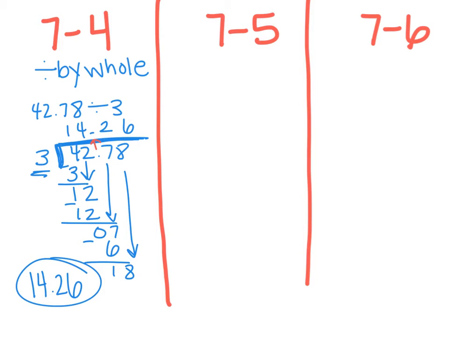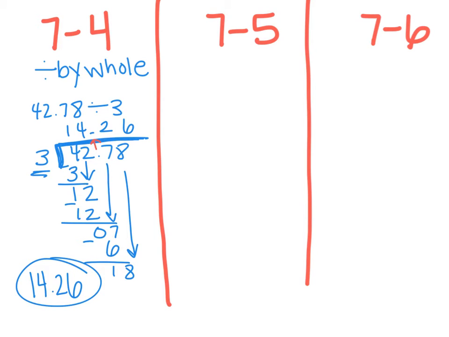So when you're dividing by a whole number and the whole number is on the outside, just pretend that your number inside your dividend is a whole number. Divide like you would and then bring the decimal point straight up. You just need to make sure that you line your numbers up nicely in order to make sure that you put it in the right spot in the end.